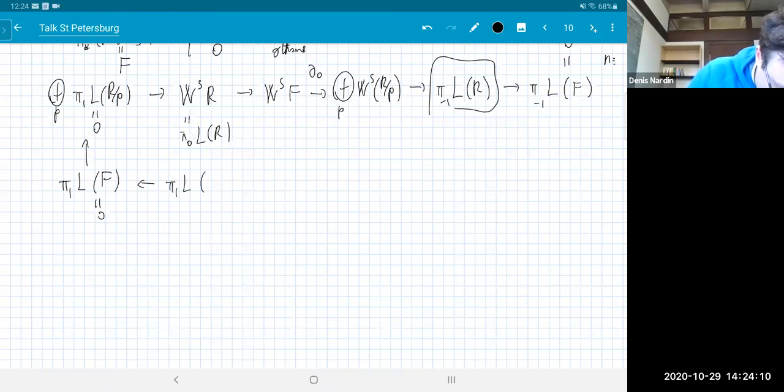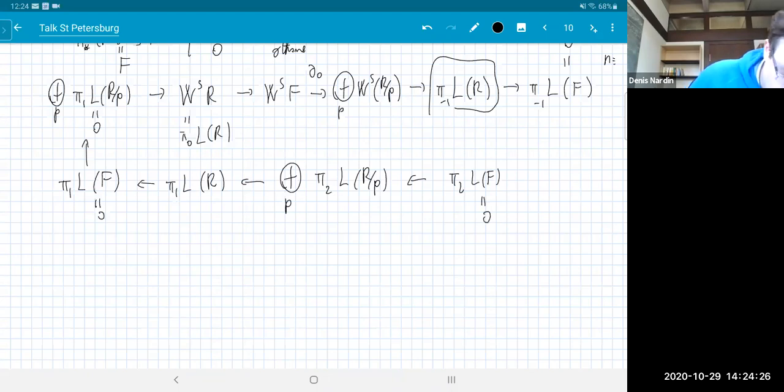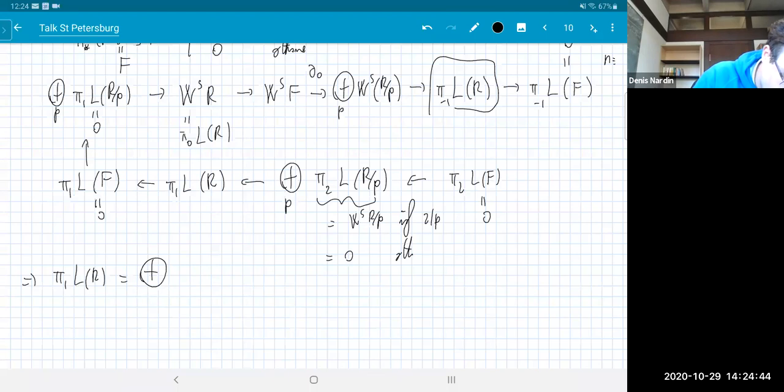You get π₁ of L of R, which is the thing we wanted to compute. Then you get the sum over P of π₂ of L of R mod P. And then here you get π₂ of L of F, which is 0, because F had characteristic not 2. And this guy is the Witt group of R mod P if 2 divides P, and 0 otherwise, since it's the antisymmetric Witt group. And therefore, π₁ of L of R is exactly the sum over P dividing 2 of the symmetric Witt groups of R mod P, as I promised.